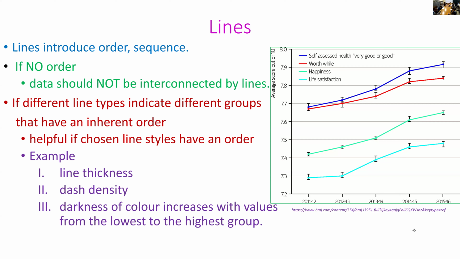Sometimes we can do things like line thickness. The thicker the line generally means more data. But dash density may mean that it is not actual data, but predicted data or model data. And the darkness of the line may indicate higher quality, lower quality, more data, less data. So we must be very careful how lines are done. I'm going to show you one example.